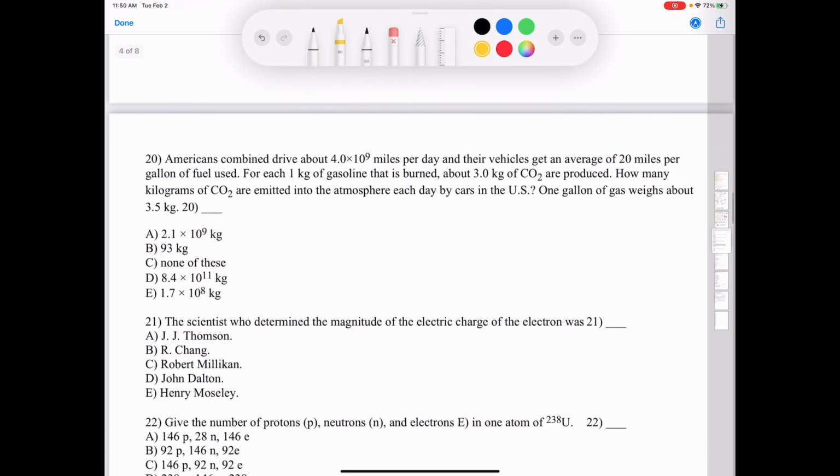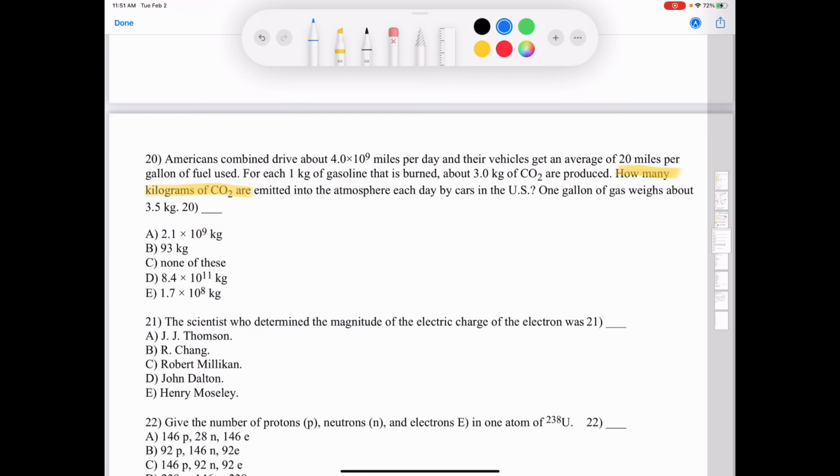It says here that Americans combined drive about 4 times 10 to the 9 miles per day, and their vehicles get an average of 20 miles per gallon of fuel used. For each 1 kilogram of gasoline that's burned, about 3 kilograms of carbon dioxide are produced. How many kilograms of CO2 are emitted into the atmosphere each day by cars in the U.S.? And it tells you that 1 gallon of gas weighs about 3.5 kilograms. So, in the end, we are looking for how many kilograms, right? We want to figure how many kilograms of CO2 are emitted into the atmosphere each day.